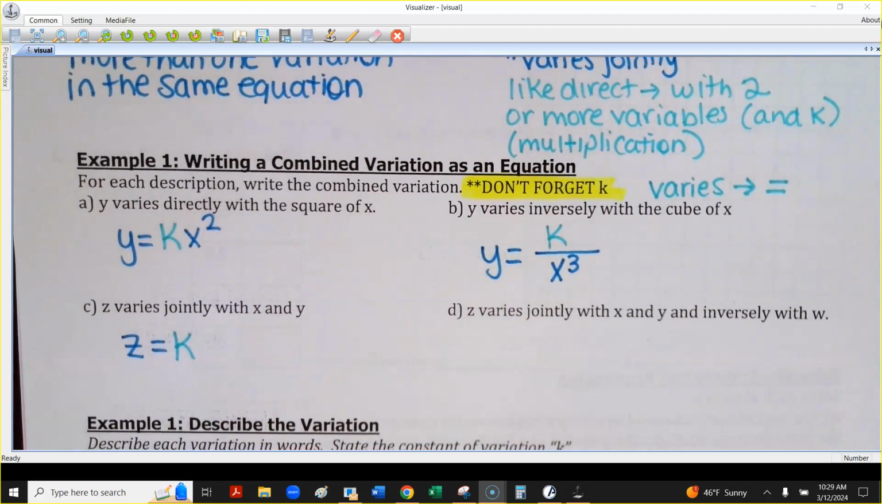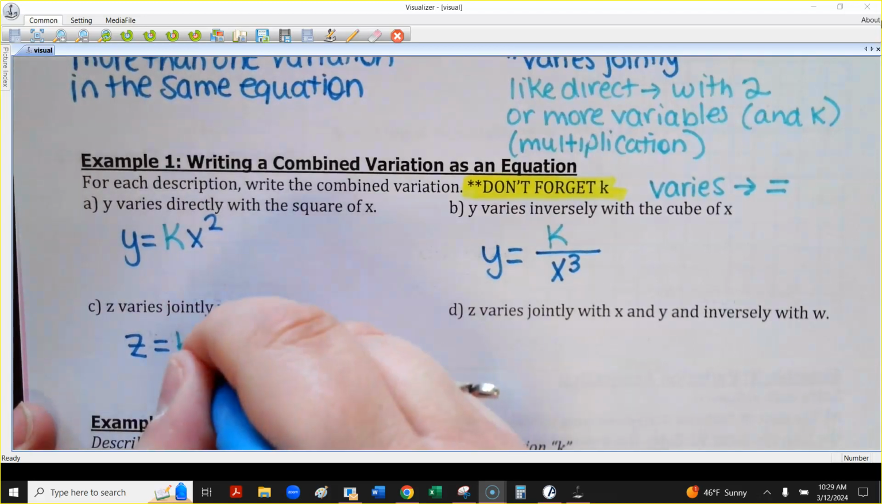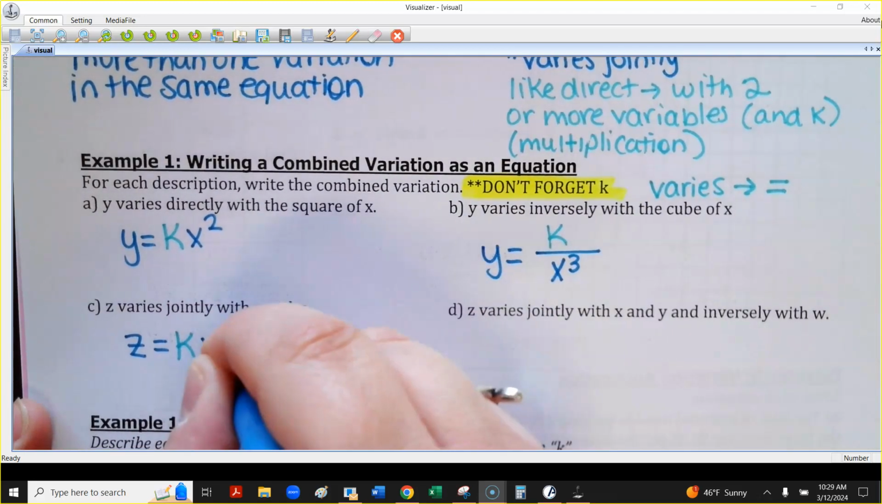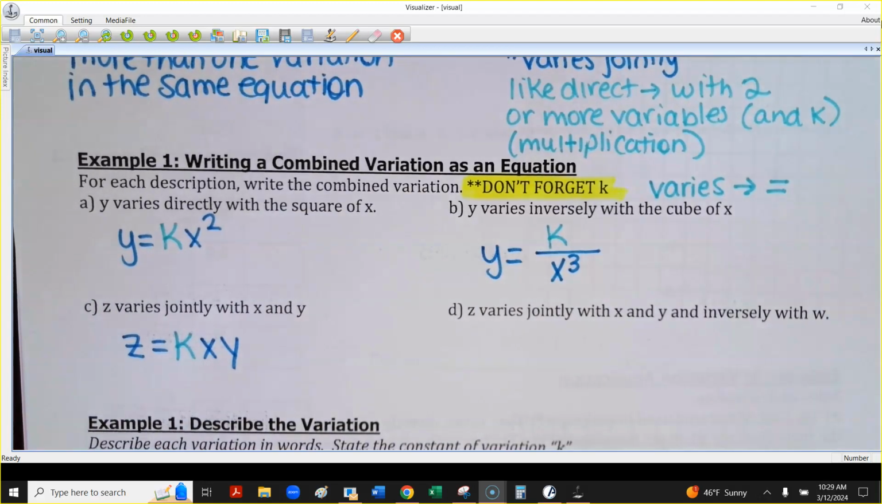So just right after this, I'm going to immediately put k. And then jointly means whatever follows, jointly is a direct relationship. It's all just going to be multiplied. So this would be k times x times y. Technically, it doesn't matter the order you put those in, but usually we put them in alphabetical order if we have them in the same term.